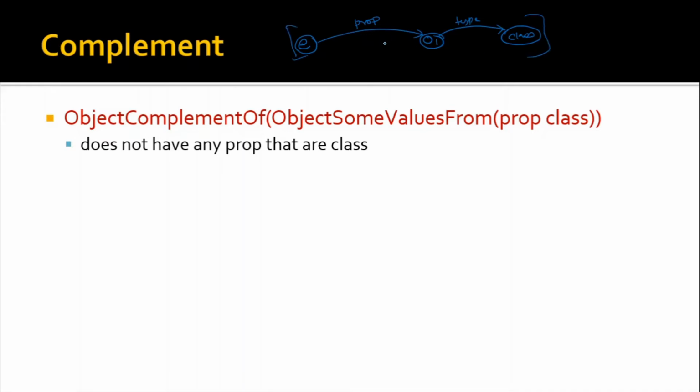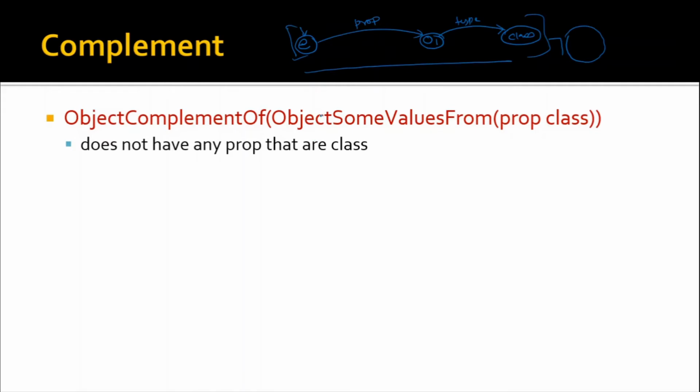So we do not have this, so this is a kind of class. This is one anonymous class. Whatever entity is satisfying this particular construct will constitute a class, and we are taking the complement of this class to represent it, right? So this says does not have any property that is of class, right?